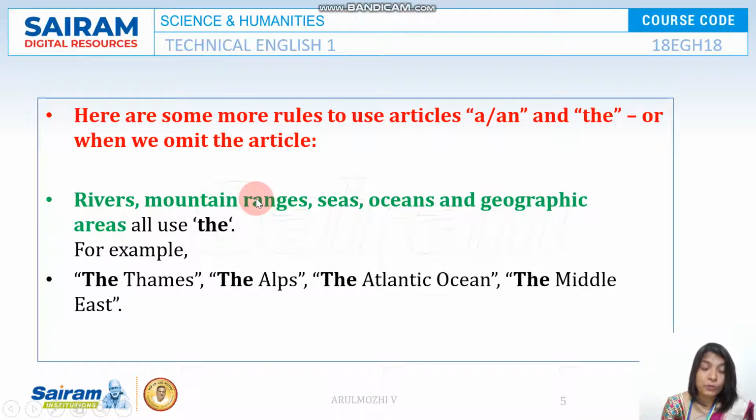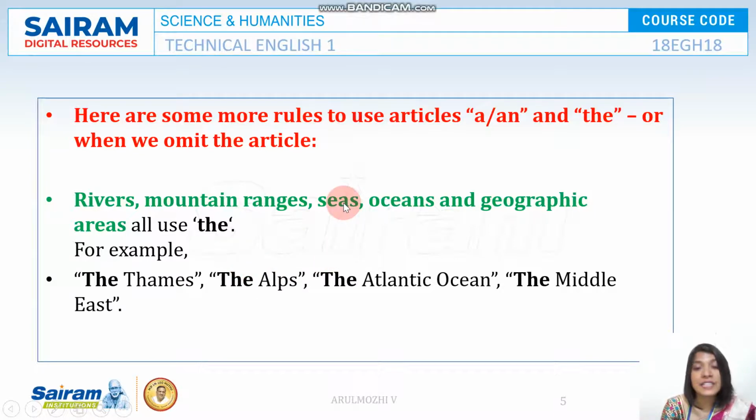But note that if we mention only one particular mountain, for example Mount Everest, we don't use "the". He climbed Mount Everest. He climbed all the Himalayas. The Himalayas is a mountain range, a group of mountains, but Mount Everest is one singular mountain. So we don't use "the" before Mount Everest, and we use "the" before the Himalayas.